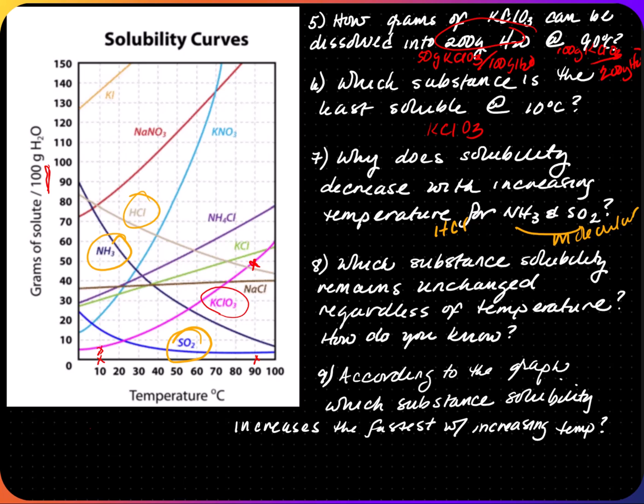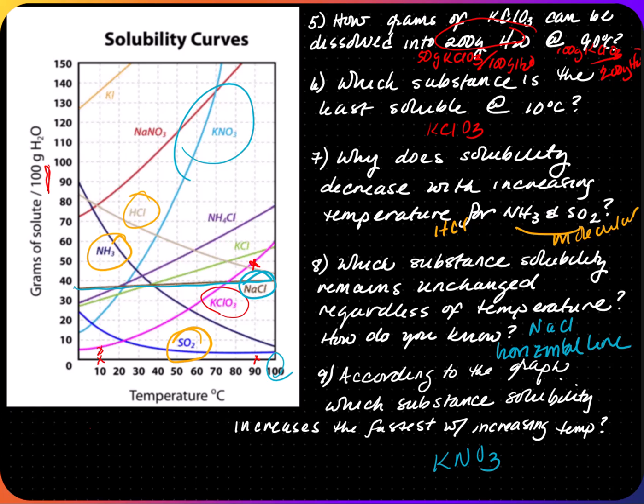Which substance's solubility remains unchanged regardless of the temperature? That should be NaCl. If you look at the curve, NaCl is pretty much a horizontal line. According to the graph on number 9, which substance's solubility increases the fastest with increasing temperature? The one that has the steepest curve is going to be potassium nitrate. That has an exponential curve, so that will probably increase the fastest even above 100 if we extrapolate the curve or the line for all of them. Extrapolate means to extend the line beyond the points so you can make other predictions.